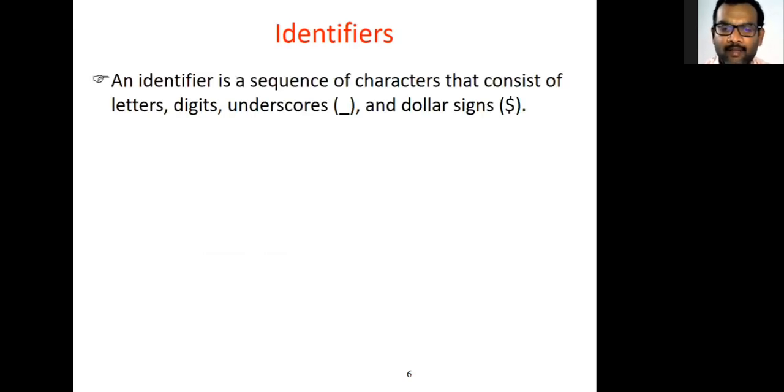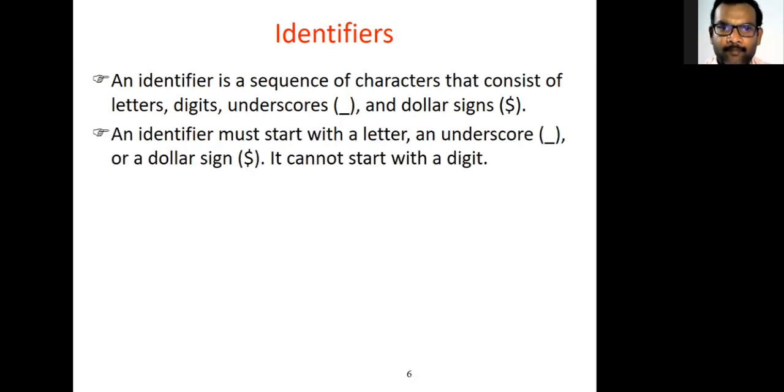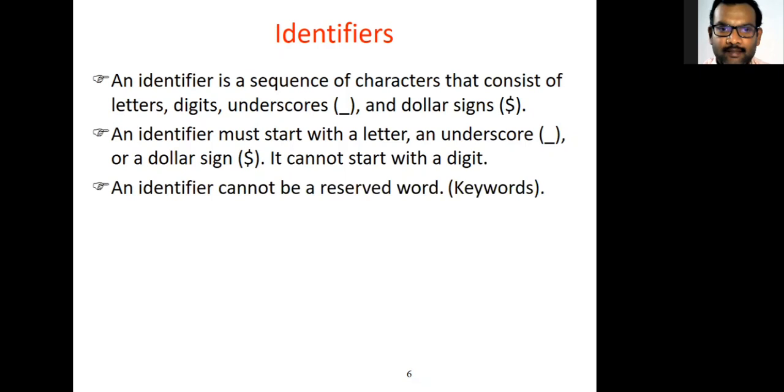Coming to identifiers, identifiers are the names given to variables, functions, or classes. An identifier generally consists of a group of characters followed by digits and some special symbols. Only two special symbols are allowed: one is underscore, the other is the dollar sign. There are certain rules for giving identifier names. Identifiers should start with a letter, and can have digits, underscore and dollar symbols, but should not start with a digit.